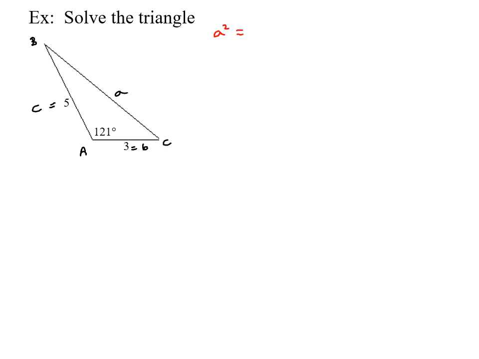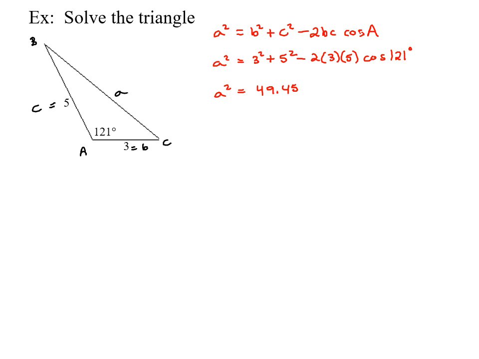Using the formula that a squared equals b squared plus c squared minus 2bc cosine A, I know everything on the right-hand side of that formula. So a squared would be 3 squared plus 5 squared minus 2 times 3 times 5 times the cosine of 121 degrees. Much like most of these things, you're going to get a bunch of decimals, so we're just going to stick it in the calculator. If you do 3 squared plus 5 squared minus 2 times 3 times 5 times the cosine of 121, you'll get about 49.45 or so.